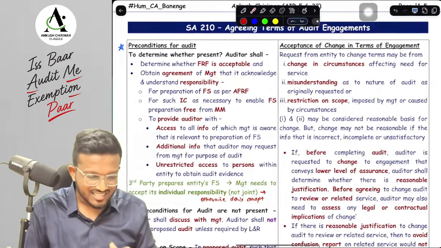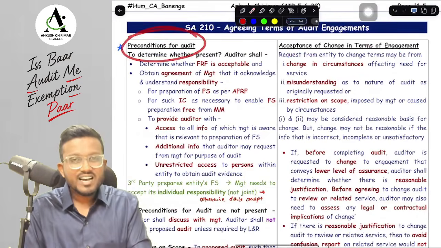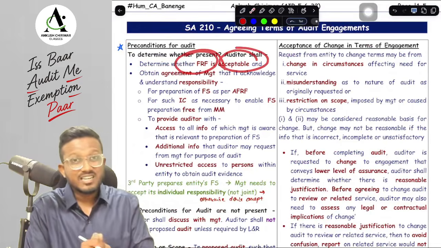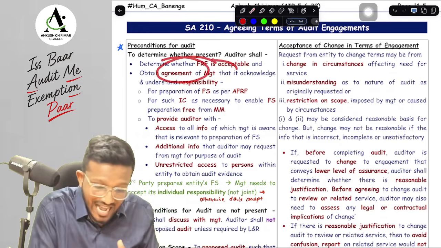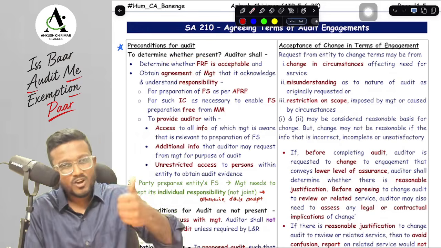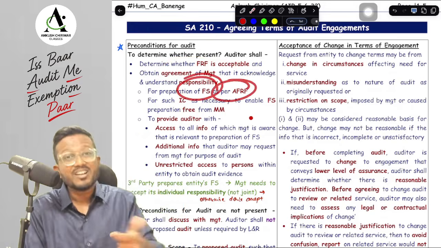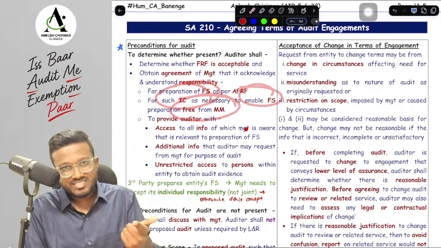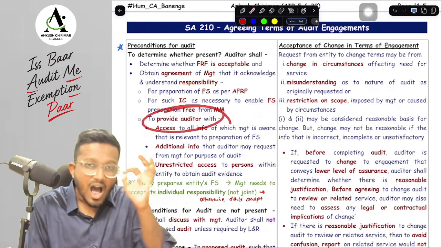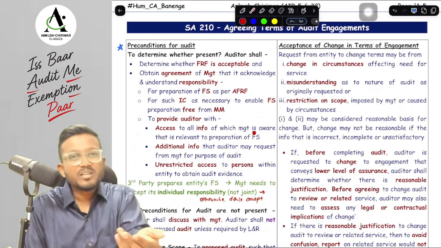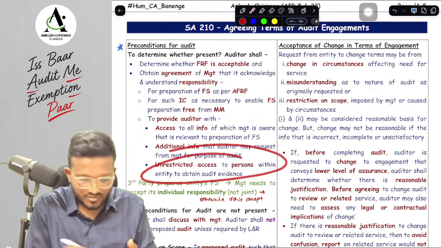Okay, yes sir, let's discuss it from the concept book. Precondition for audit: they are saying that we need to determine whether it is present or not. First of all, we need to see whether the FRF is acceptable, and secondly, we need to obtain agreement of management that it acknowledges and understands its responsibility regarding what, sir? First, that the financial statements are prepared as per FRF. Secondly, for that internal control, that the financial statements are free from material misstatement. And lastly, provide the auditor with OW, which is basically what? Access to all the information, any additional information, and unrestricted access to all the persons within the organization.